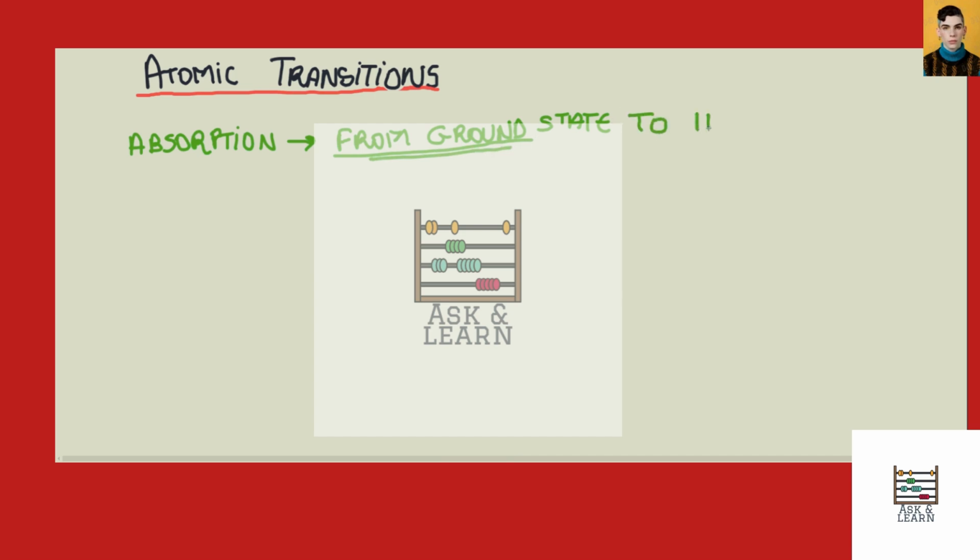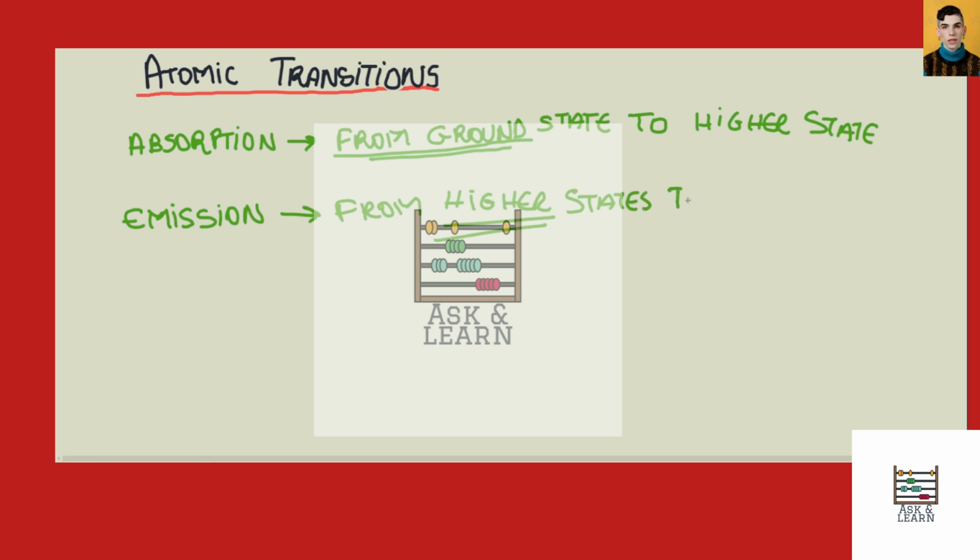To a higher state. And the emission mechanism happens when we have transitions from higher states to lower ones. Okay?